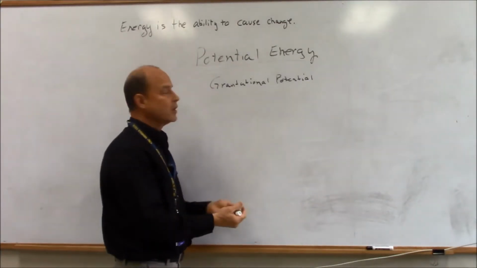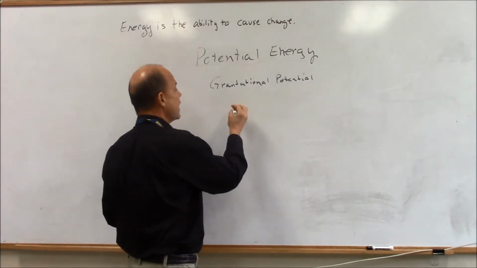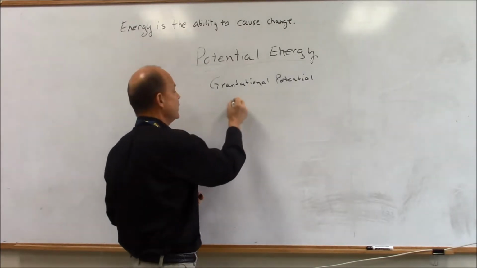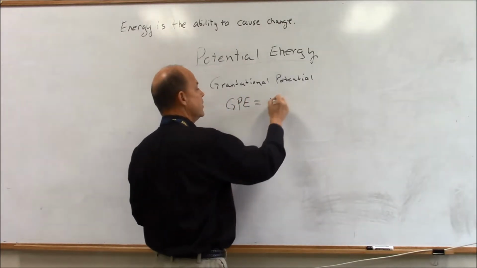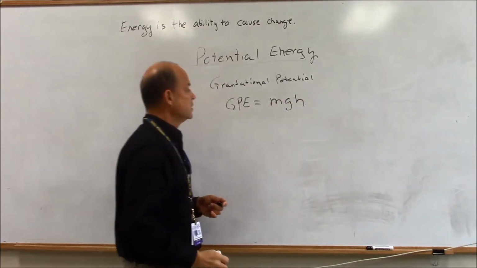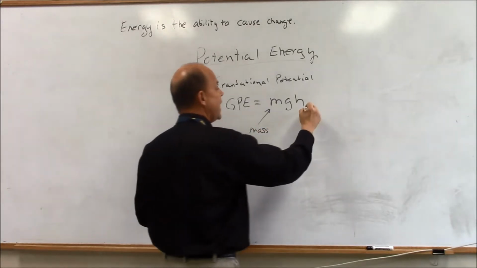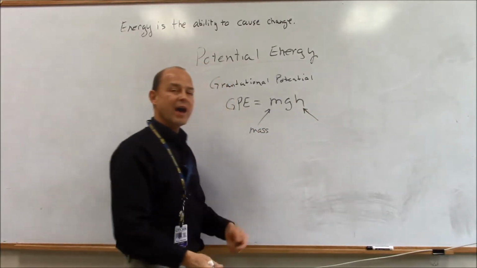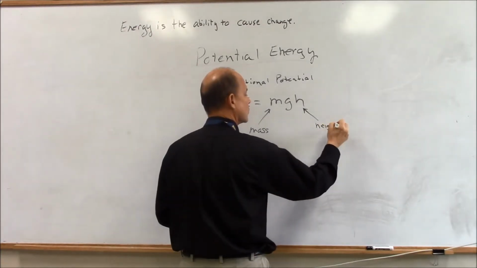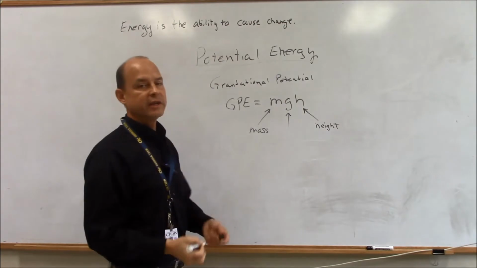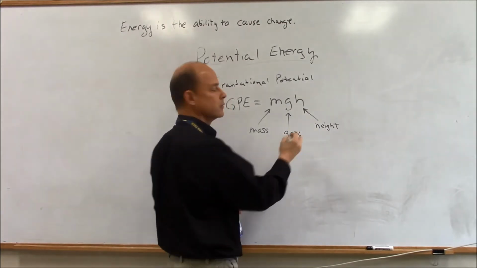So when I introduce a new concept like this, there's always a formula that goes along with it. Gravitational potential energy we'll abbreviate as GPE, and it's equal to mgh. M is for mass, as usual, and h is for the height above a zero reference line, which is usually the ground. G, little g, you'll remember, is 9.8 meters per second squared.